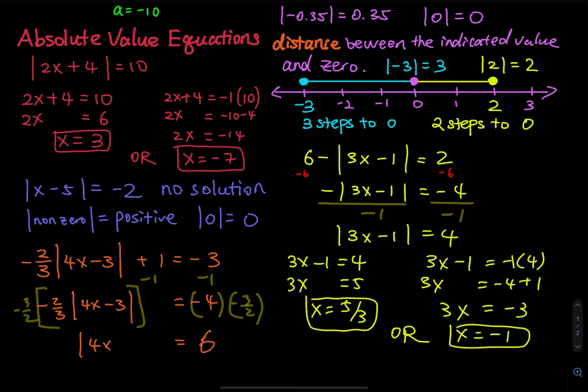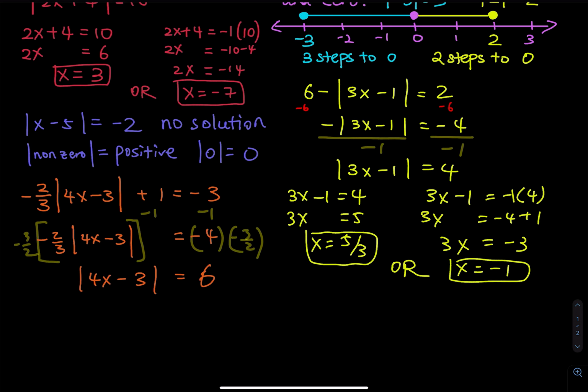You have the absolute value of 4x minus 3. Make sure the other side is positive. Otherwise, there is no solution. Okay, positive, so break this down into two equations. 4x minus 3 equals 6. You have 4x, you add 3 on both sides, and then you divide both sides by 4. So the answer is 9 over 4.